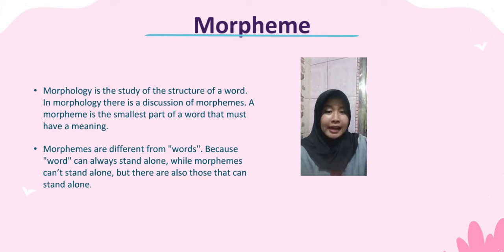Okay, next, morphology is the study of the structure of a word. In morphology, there is a discussion about morphemes. A morpheme is the smallest part of a word that must have a meaning. Morphemes are different from words because words can always stand alone, while morphemes cannot always stand alone. But there are also those that can stand alone.